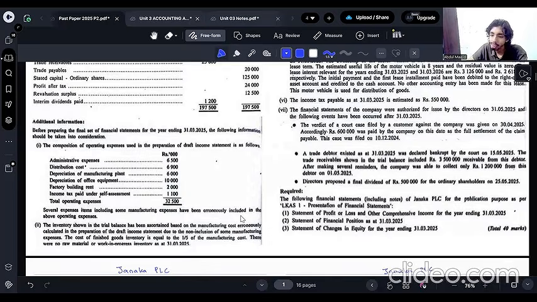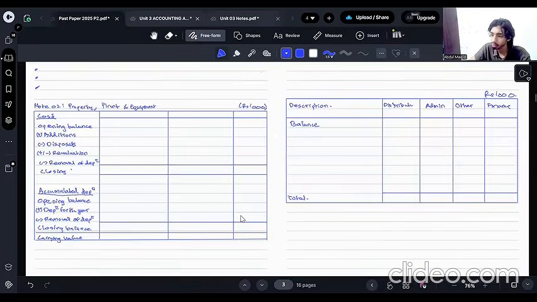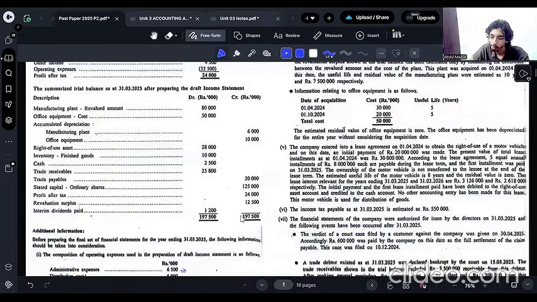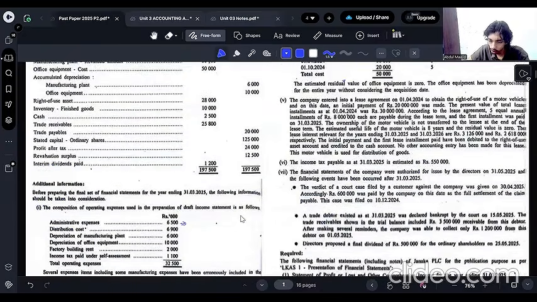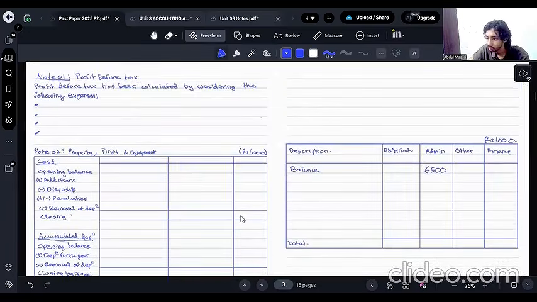Administrative expense, a balance of 6,500 is given. So in your expense analysis sheet, you can say admin 6,500, the balance that is given. Distribution cost 6,900. All right.